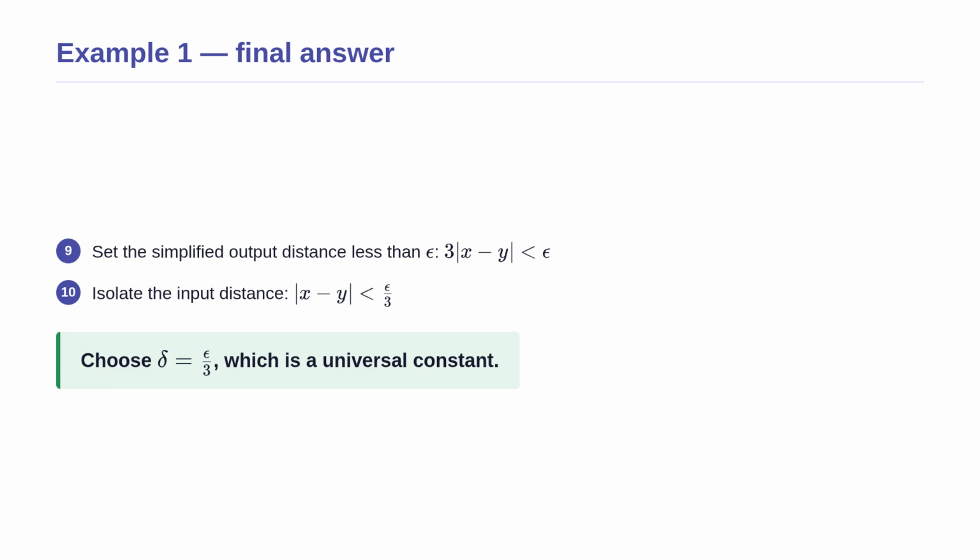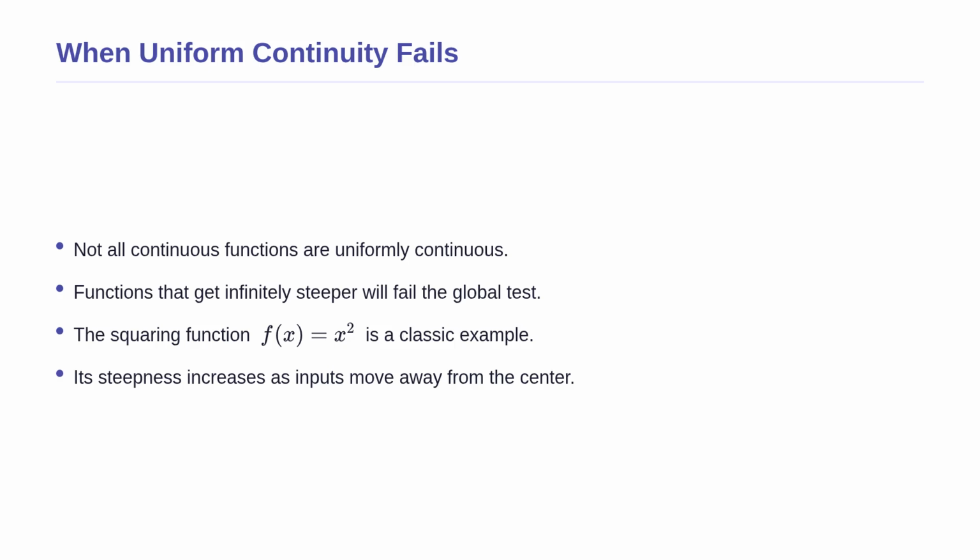Because setting delta to epsilon over 3 contains no x or y variables, it works everywhere on the real number line. Physically, this means our tolerance is globally stable. So, we have proven that a straight line holds up to uniform continuity. This brings us to an important question. What happens when a function fails this global test?